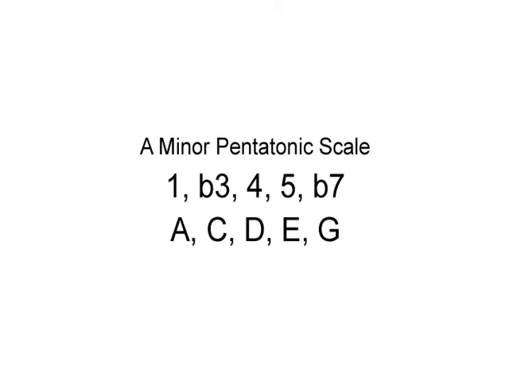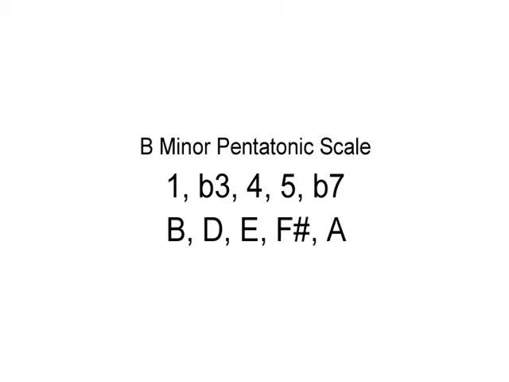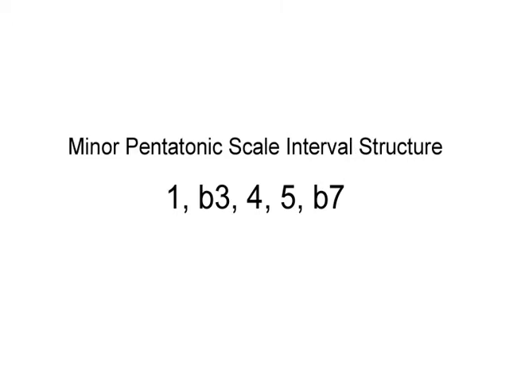While the notes that we're dealing with for this particular example, A minor pentatonic, are only A, C, D, E, and G, if you went to say B minor pentatonic, your notes would change. The interval structure will still be the same. The structure for a minor pentatonic scale will always be root, minor third, perfect fourth, perfect fifth, and minor seventh, regardless of what note you start on.